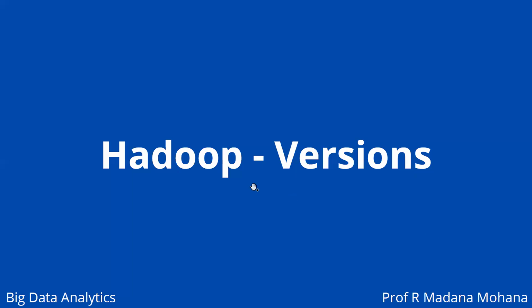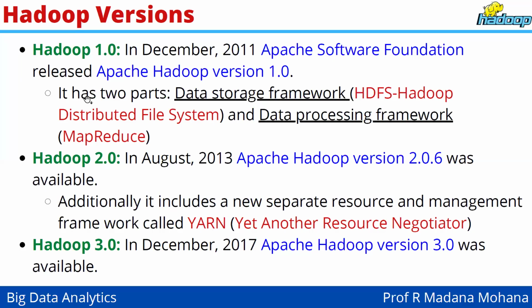Then coming to various versions of Hadoop. Initially, Hadoop 1.0 was released in December 2011 by the Apache Software Foundation, the first version, Apache Hadoop version 1.0. It has two parts: a data storage framework, that is HDFS, Hadoop Distributed File System, and a data processing framework, that is the MapReduce paradigm.